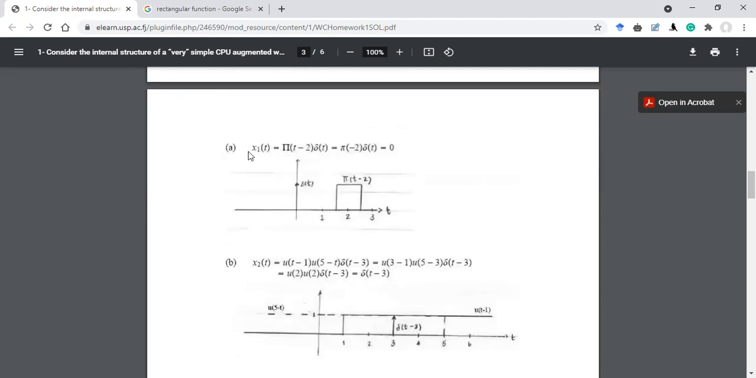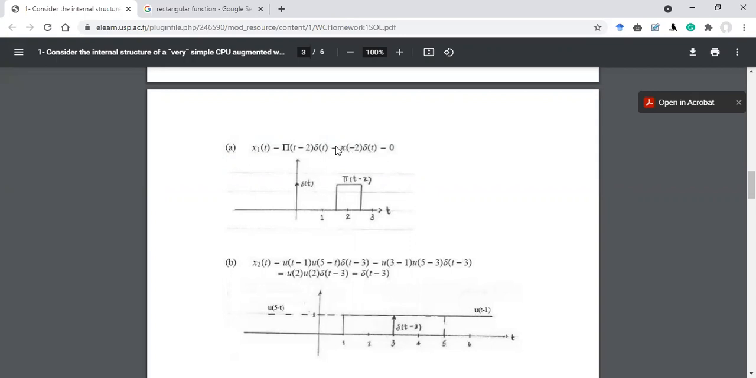If you were to do it mathematically, this is the mathematical representation. We know that at t equal to 0, we'll only have a value of this particular function at t equal to 0. So basically setting t equal to 0, we have the rectangular function, or pi function, of 0 minus 2. That is basically the rectangular function at negative 2 times delta t, right?